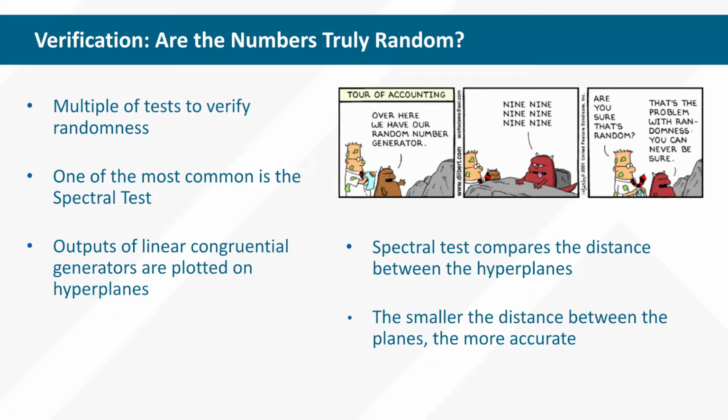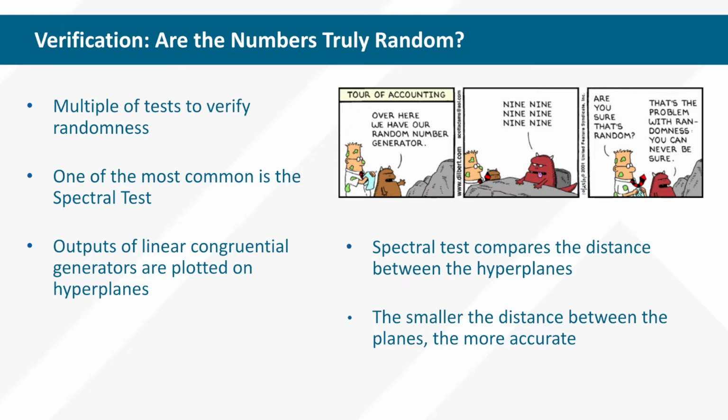So verification: are the numbers truly random? Identifying whether a random number generator is indeed random could be a challenge, and thus we need robust tests to ensure the sufficient generation of random numbers. One such test is the spectral test, which can be tasked with testing the quality of linear congruential generators, which are algorithms that yield a sequence of pseudo-randomized numbers calculated with a piecewise linear equation.